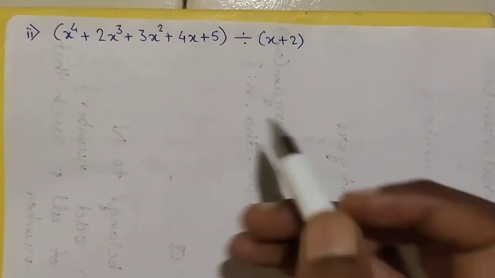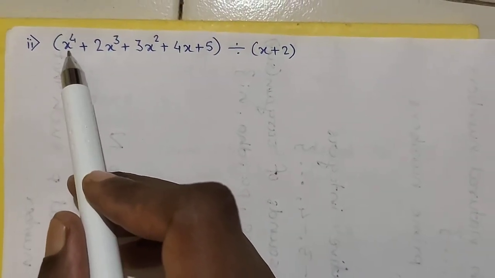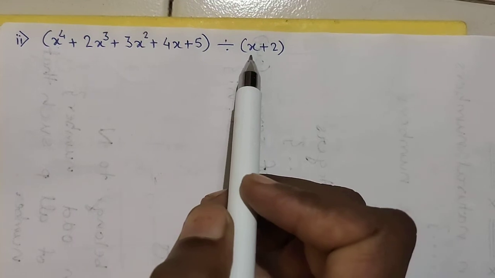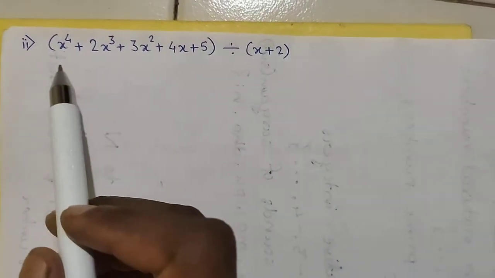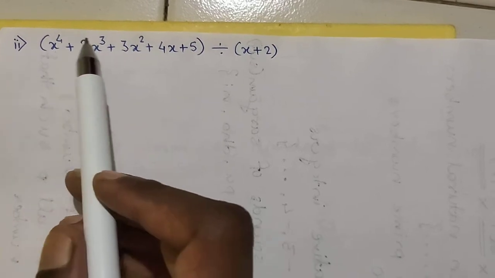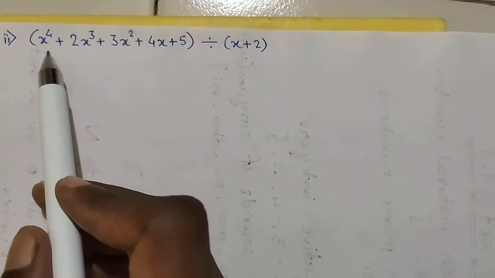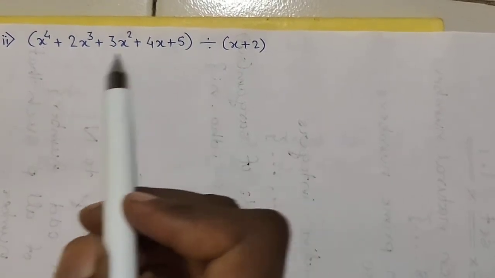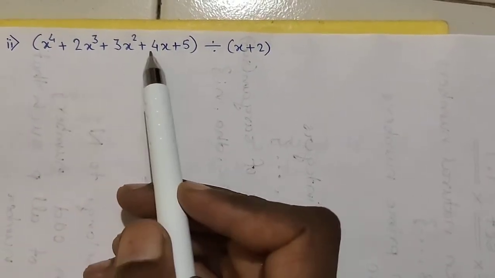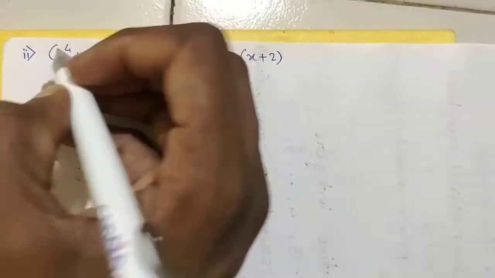You can see the question which I have written here. This is the dividend and this is the divisor. Now see what is there in the dividend. All the powers are there: x power 4, x power 3, x square, x and the number. That means all the terms are present here. So we can directly write the coefficient form of this dividend. Okay, so let us see.